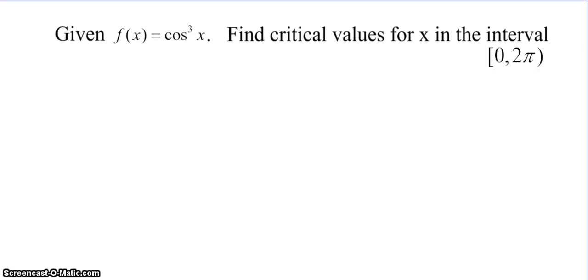Next, given f of x equals cosine cubed of x, I want you to find the critical values for x on the interval 0 to 2 pi, including 0, not including 2 pi. Notice I'm just asking you to find the critical values. You're not determining if they are maximums or minimums. They're just critical values. Pause the video. Unpause when you're ready to check your work.